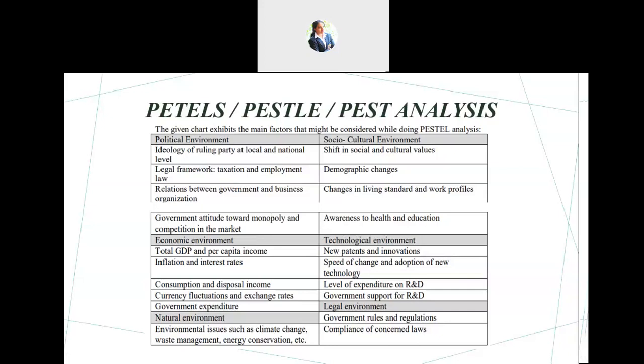Now, the legal environment also represents the government rules and regulations and how the business organization will have to adjust to them. Now, the natural environment speaks about all the changes regarding climate, waste management, energy conservation, the natural resources that are present to the organization, and how these would be affecting the business organization.